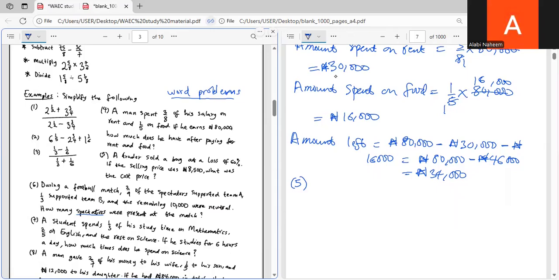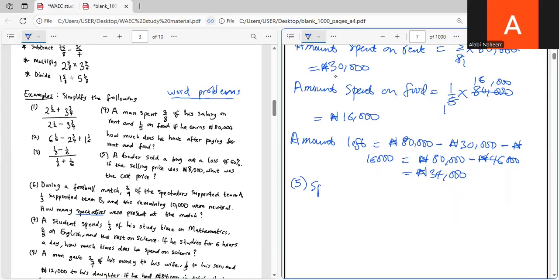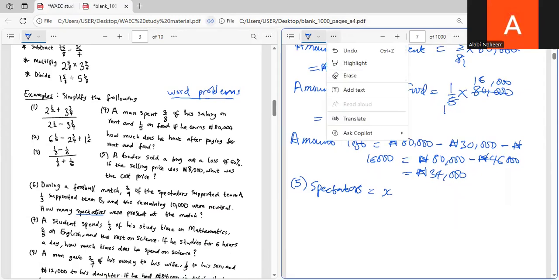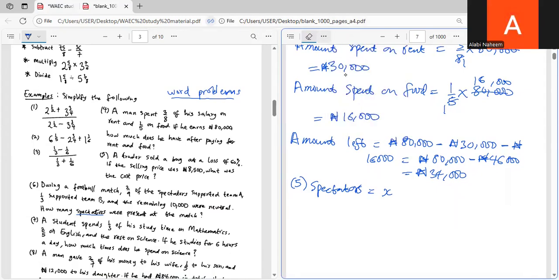So for now, we do not have any information about the number of spectators. That means it is unknown. It is not given. That's the first thing to do: try to figure out what the whole is. It is from that whole you are trying to take some other parts that are the fractions. So we can say number of spectators, that's X. We do not know them yet, right?